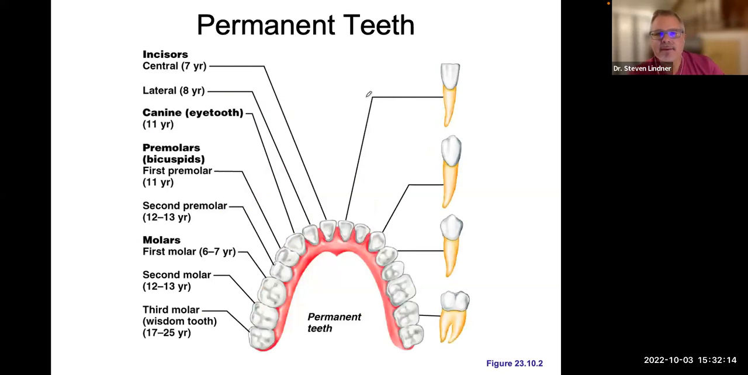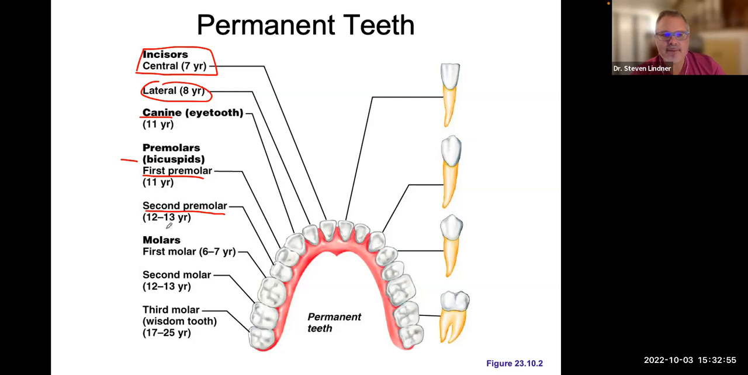So when we look at the teeth, these are the permanent teeth. Right in the center, we have central incisors here and here. And just lateral to it is the lateral incisor. As we move posterior, we get to our canine right here. There's our canine. And then we have our premolars. This is the first premolar. And here's the second premolar. Sometimes these are called bicuspids.